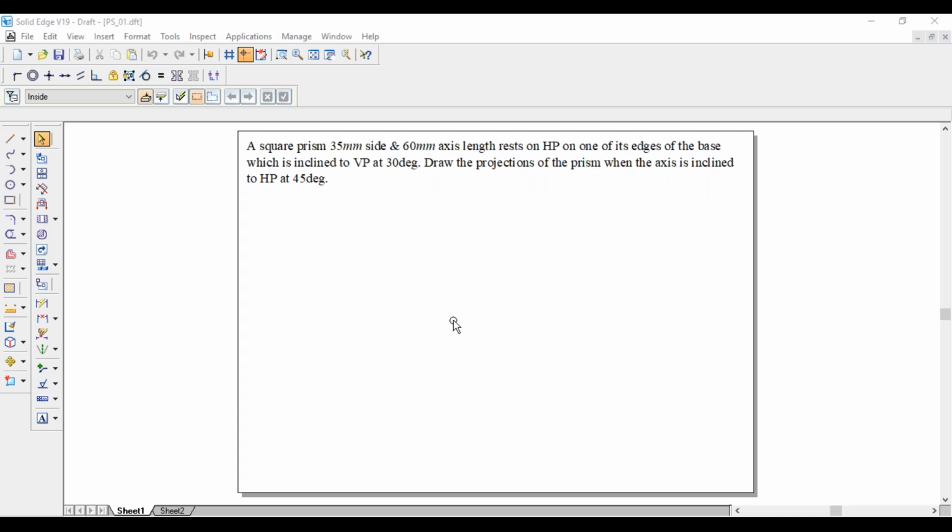So we have a square prism of 35 mm side and 60 mm axis length. It is resting on HP with one of its base edges. Theta is 45 degrees, that is, the axis is inclined, whereas the resting edge makes an angle of 30 degrees with respect to VP, that is, phi is equal to 30 degrees. So as it is the resting base edge, it is a non-locus problem.